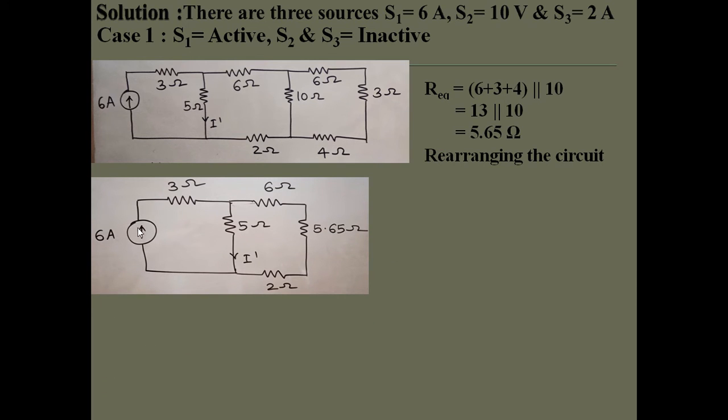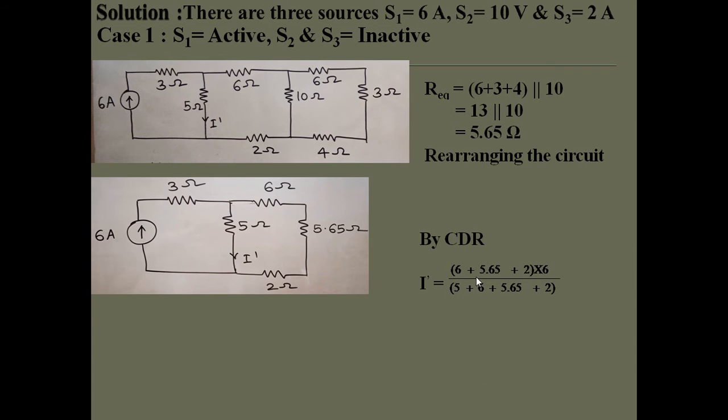Here you can see this current source is in parallel with this branch and this branch. So we can apply current division rule to find current through 5 ohm. So by CDR, I dash will be equal to opposite branch resistor, that is these three resistances, into total current, that is 6 ampere, divided by addition of these 4. Since 3 ohm is in series with current source, it will be neglected.